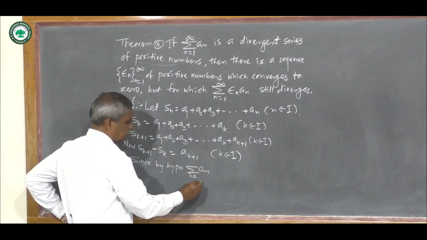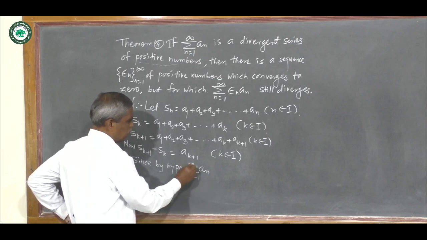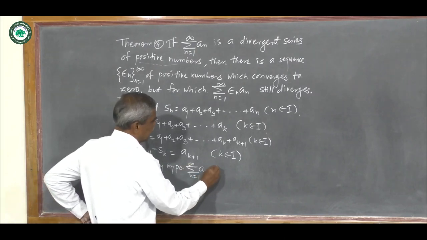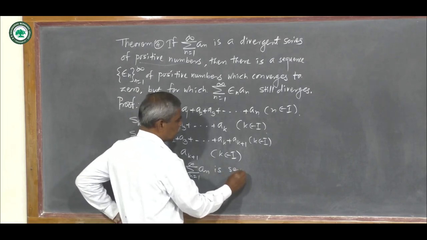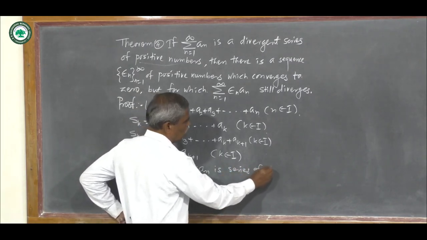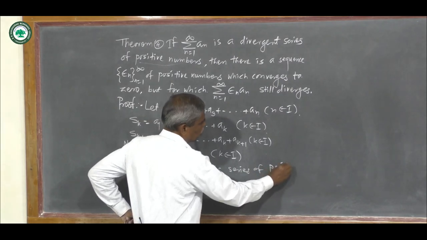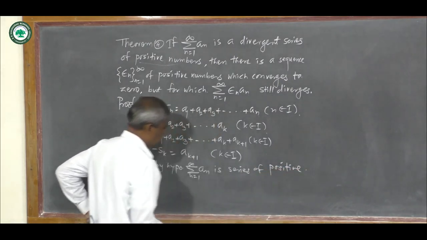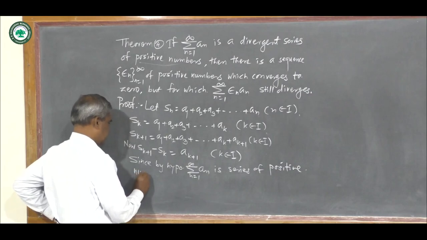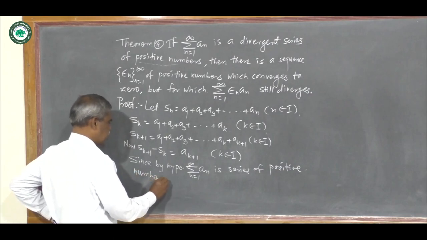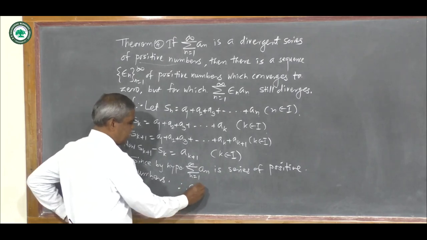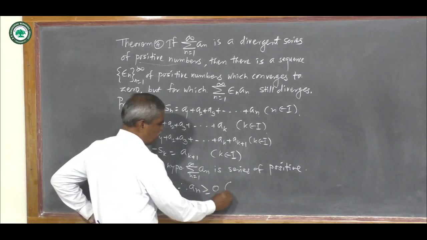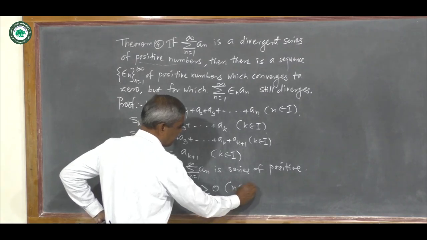Since by hypothesis, the series sigma a_n, n equal to 1 to infinity, is a series of positive numbers. Therefore, a_n is greater than or equal to 0 for every n belongs to I.